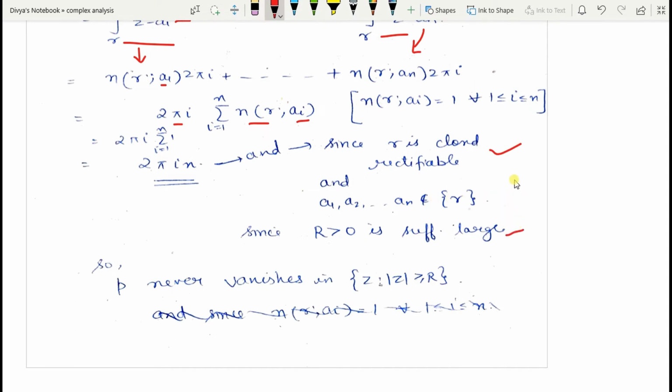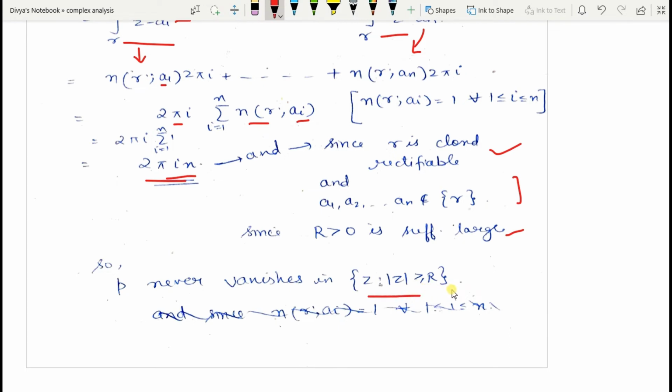Since gamma is a closed rectifiable curve and a1 to an do not belong to gamma and r is sufficiently large, we are given these conditions, right? So this index is 1. So what we have is 2 pi i times the summation of 1, so that would be 2 pi i n. Clear? So p, and this index, since the index is 1, this integral is 2 pi i n.